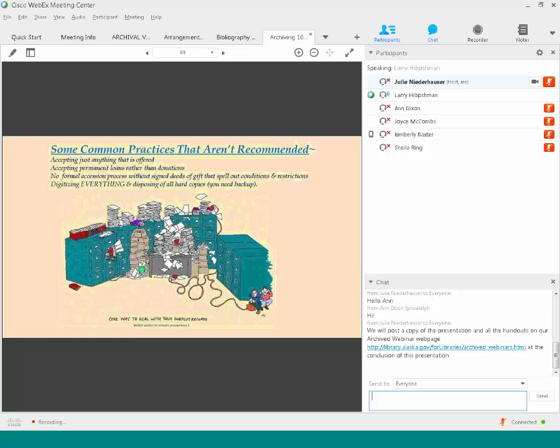And digitizing just everything and then disposing of all hard copies is not a good idea. You need to have some backup. Electronic preservation is still in its infancy. There are some fairly big tiger traps. You need to think about what things you can simply dispose of and what things you need to maintain in case you have to redo the work.